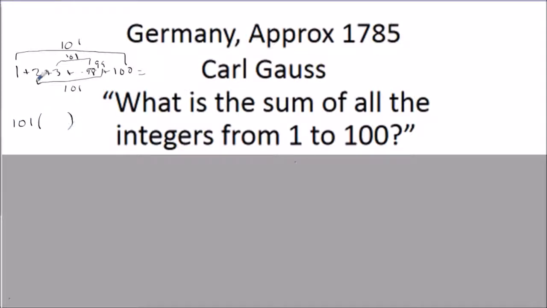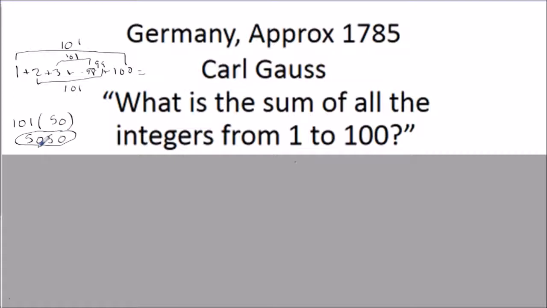Well, there's 100 numbers in the list, so how many pairs are there? Well, there'd be half as many pairs, so that would be 50. And so Karl realizes, hey, this problem is as simple as 101 times 50, and that's 5,050. And that's what he shouted right back at his teacher, and the teacher could not believe it.